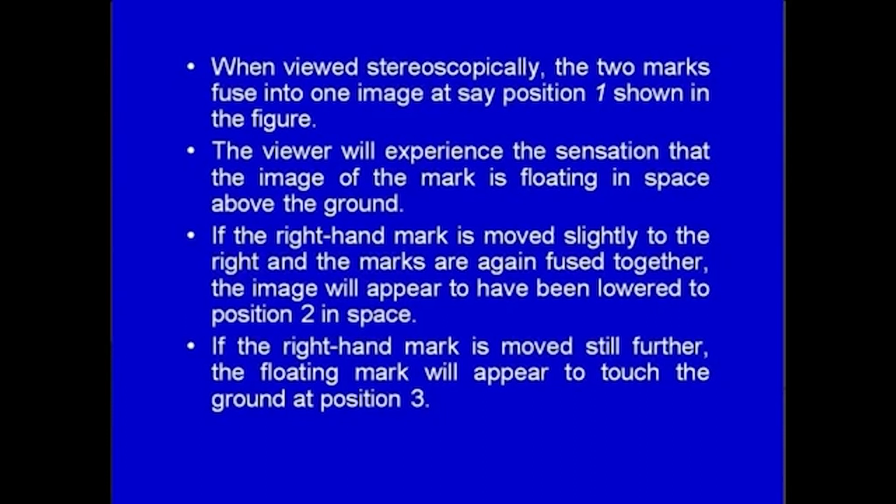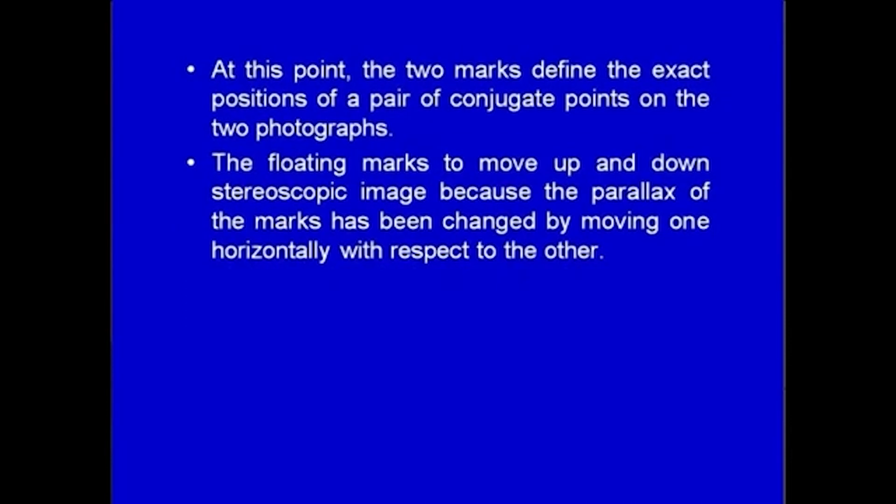The viewer will experience the sensation that the image of the mark is floating in space above the ground. If the right hand mark is moved slightly to the right and the marks again fused together, the image will appear to have been lowered to position 2 in the space. If the right hand mark is moved still further, the floating mark will appear to touch the ground at position 3. At this point, the 2 marks define the exact position of a pair of conjugate points on the 2 photographs.